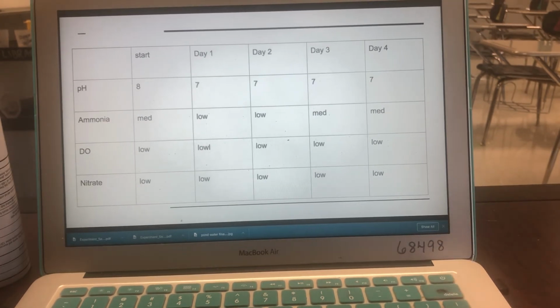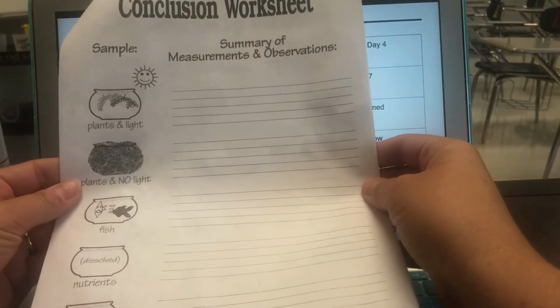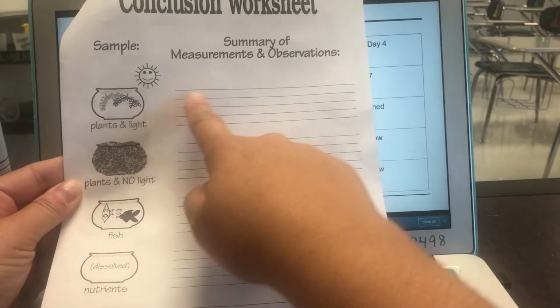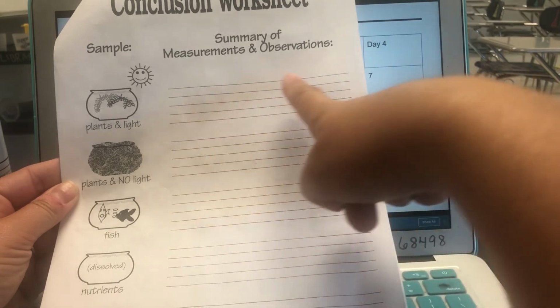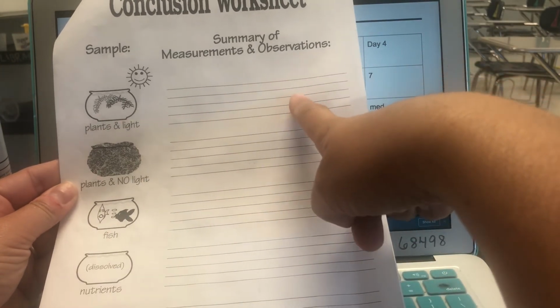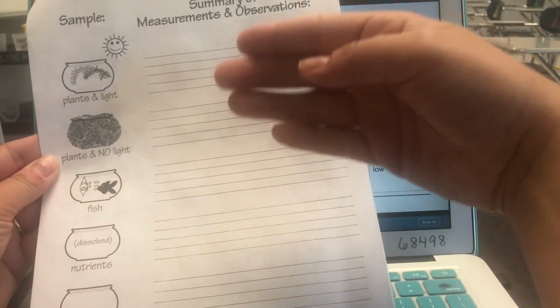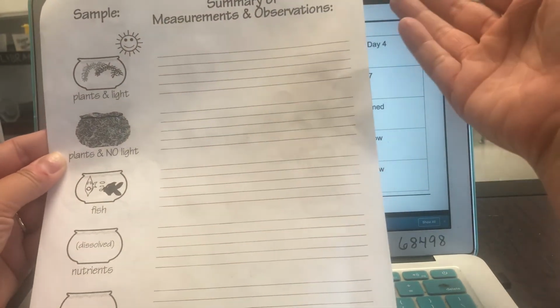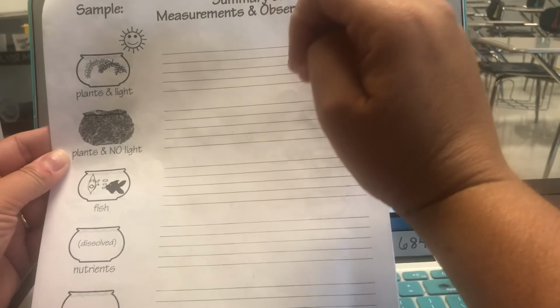So that should be all the information you need to fill out your data sheets. When you're done with your data sheets, the last thing you have to do is go to this conclusion page and tell me what happened. So in the plants with the light, what happened to the measurements? What did you observe in that tank compared to what happened in the other tanks? What do you think the plants did for that pond water sample? That's what I'm looking for in the answer.